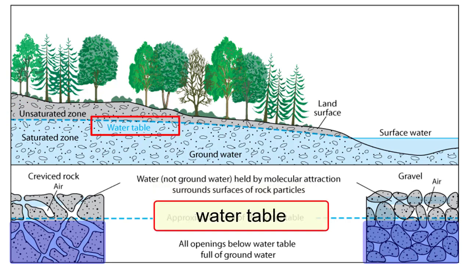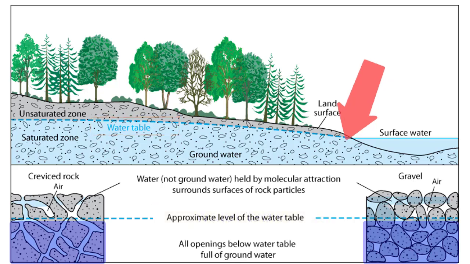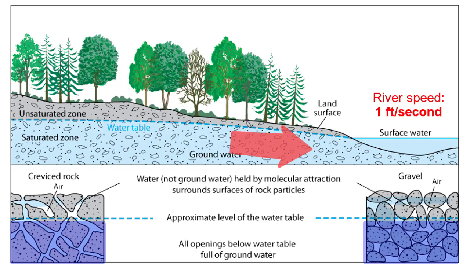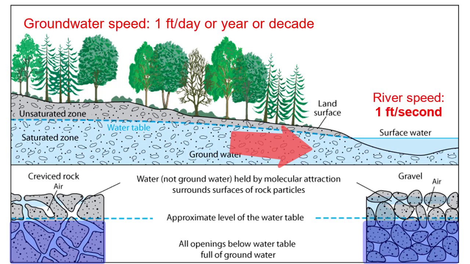As you can see in this figure, the water table is not at the same level throughout the aquifer. It will be higher where the land above it is at a higher elevation, and lower where the land above it is at a lower elevation. And just like rivers on the surface, groundwater will flow downhill in the aquifer due to gravity, albeit more slowly than a river as it has to migrate through small cracks and pore spaces. Rivers move at speeds of about a foot per second, while the fastest groundwater moves at a rate of a foot per day, and the slowest groundwater is moving at a foot per year or decade.